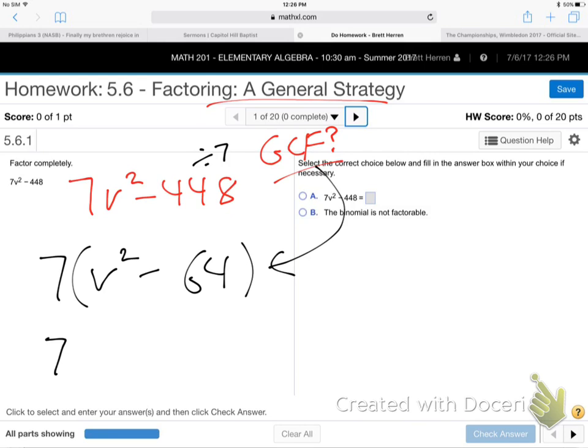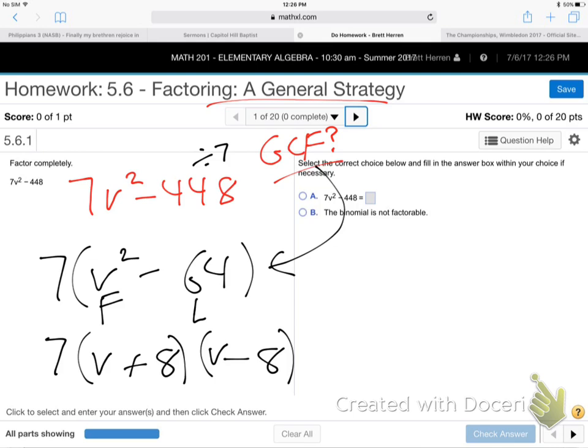And then where do we go from there? Yeah, this is an FL now, huh? 2 terms, FL. 2 parentheses, V times V, 8 times 8 is 64. 1 positive, 1 negative. Positive 8 times negative 8 to make negative 64. And we're done. Right there, we're done. Is that good on that? So it's really nothing new. We're just making sure we can handle GCF and 2 terms as FL. No questions?